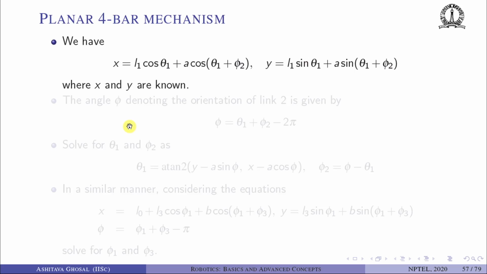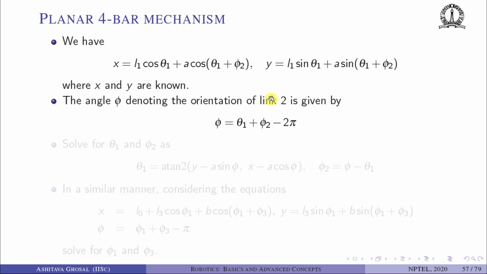It's very simple. We look at X and Y, where X is L1 cos theta 1 plus A cos (theta 1 plus phi 2), a standard 2R planar manipulator, and Y is L1 sin theta 1 plus A sin (theta 1 plus phi 2). X and Y are known. The angle phi denoting the orientation of link 2 is also given. So we can solve for theta 1 and phi 2 from these two equations very simply: two equations in two unknowns.